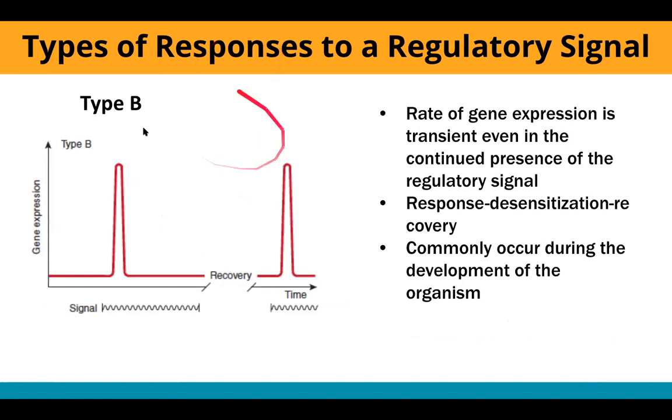For type B response, the rate of gene expression is transient. Okay, the rate of gene expression is transient even in the continued presence of the regulatory signal. So we have response, desensitization, and recovery phases. It commonly occurs during the development of an organism. So for type B response, you have a signal that is quite persistent. If there's a persistent signal, but gene expression is transient, meaning it only occurs a few times, or for a moment only, amidst the presence of the signal.